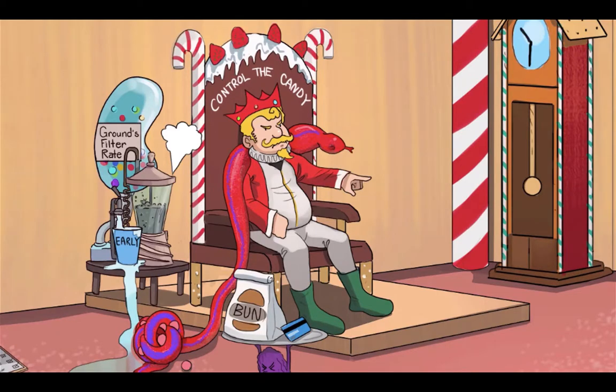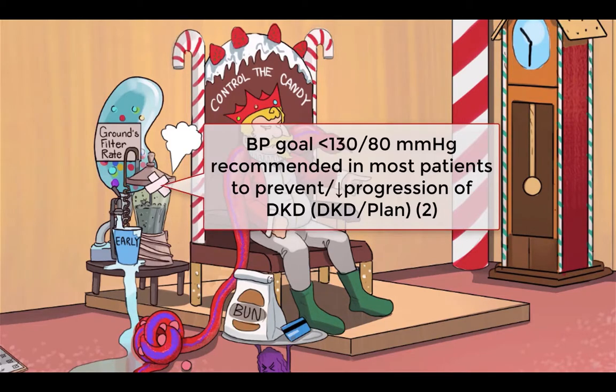Focusing on those kidneys, remember that optimal glycemic control can delay the onset and progression of albuminuria and reduce GFR in patients with diabetes. Once overt proteinuria develops, however, glucose control has less effect on the course of nephropathy. Control of hypertension is also essential for preventing development and progression of diabetic kidney disease. According to the 2017 AHA guidelines, blood pressure goals for most patients with hypertension are less than 130 over 80, and the goal for diabetics is no different.